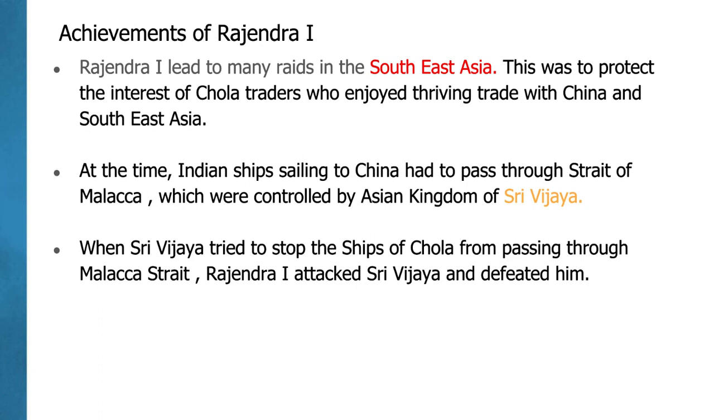When Sri Vijaya decided to stop Chola ships from going beyond the Malacca Strait, Rajendra I attacked his kingdom, and he won. He defeated King Vijaya and conquered the area over there. The successors of Rajendra I continued to rule till the 13th century AD, when Chola's power again declined, and this time it was the Pandyas who dealt a blow to the Chola kingdom, and it disintegrated completely.